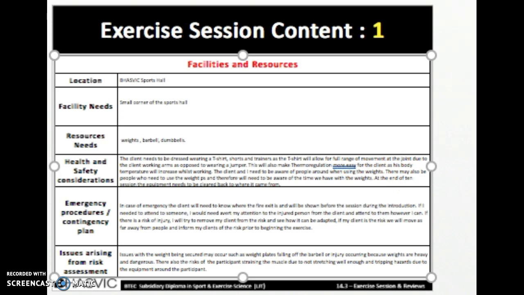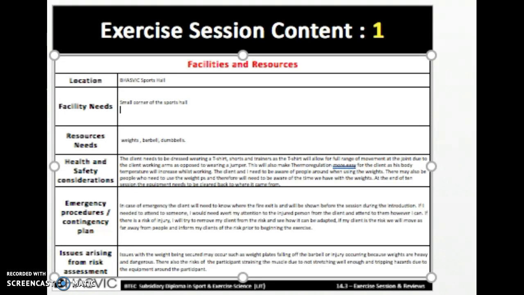The client needs to be dressed wearing a t-shirt, shorts, and trainers. The t-shirt will allow for full range of movement at the joint due to the client working arms as opposed to wearing a jumper. This will also make thermal regulation easier for the client, as his body temperature will increase whilst working. The client and I need to be aware of people around when using the weights. There may also be people who need to use the weights, and therefore we will need to be aware of the time we have for the weights. At the end of the session, the equipment needs to be cleared back to where it came from.